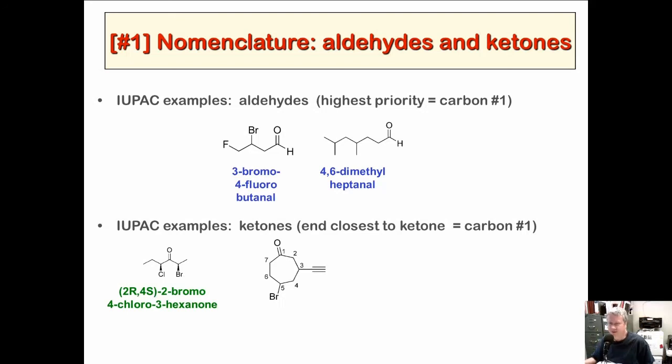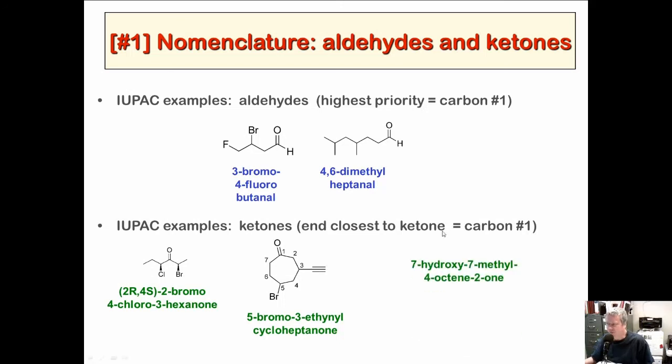Okay, a cyclic ketone. We number in the direction of the closest substituent. This is a pretty crazy name, but we're just practicing. This is ethynyl. It begins with E. This is bromine, so this is B. So it's going to be 5-bromo, 3-ethynyl, cyclo what? Cycloheptanone, right? 7 carbons with a ketone. 5-bromo-3-ethynyl cycloheptanone.